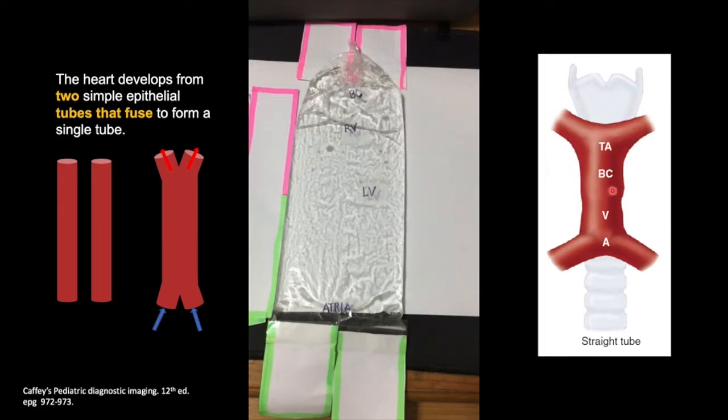This one on top would be called your bulbus cordis. The bulbus cordis would include the truncus arteriosus, which will then develop later on to the pulmonic artery, pulmonary artery, and the aorta. Here you have the primitive left ventricle, and at the most bottom here would be the atrium.